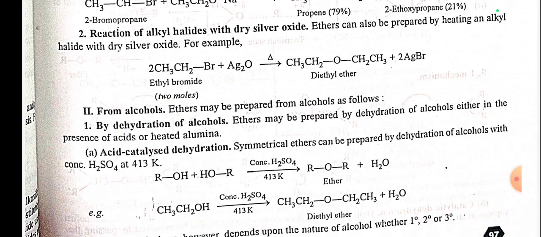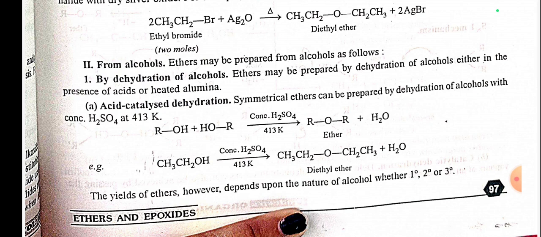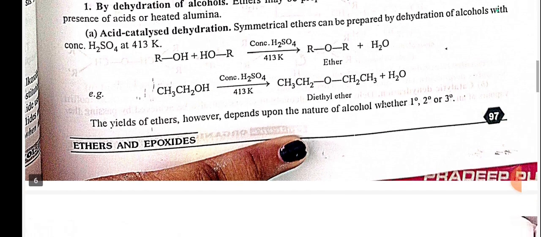From alcohols, ethers may be prepared as well by dehydration of alcohols. Ethers may be prepared by dehydration of alcohol either in the presence of acid or heated alumina. Acid catalyzes dehydration. Symmetrical ethers can be prepared by dehydration of alcohols with concentrated H2SO4 at 413 Kelvin. ROH plus HOR, concentrated H2SO4 at 413 Kelvin gives ROR plus H2O. CH3CH2OH, concentrated H2SO4 gives CH3CH2OCH2CH3 plus H2O.